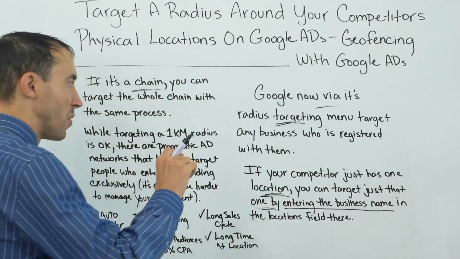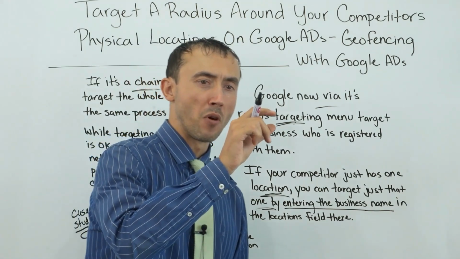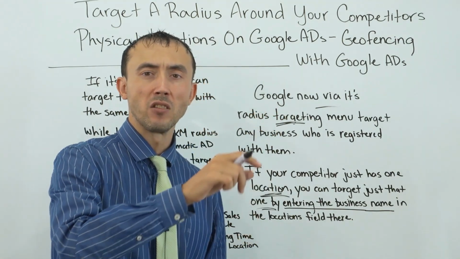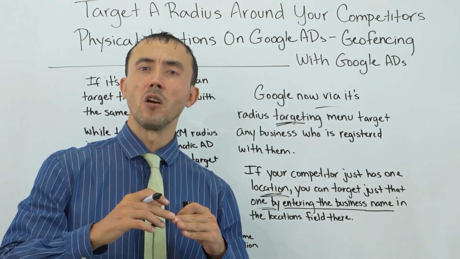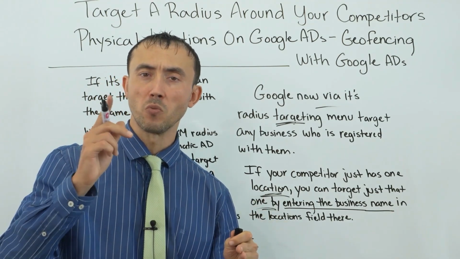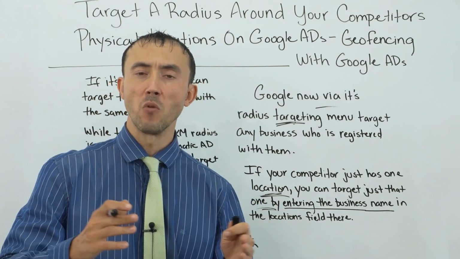And so you don't have to, in other words, manually say, okay, I want to target a 1 kilometer radius around this particular location and this and this. If it's a chain, it'll let you target a certain radius around all their locations just by telling them that you want to target them all.